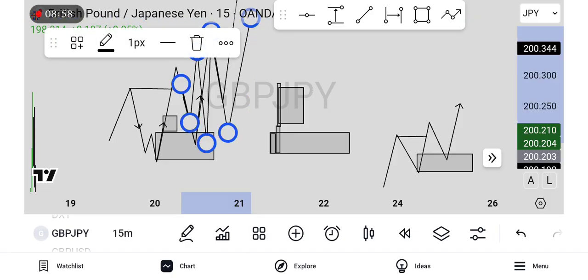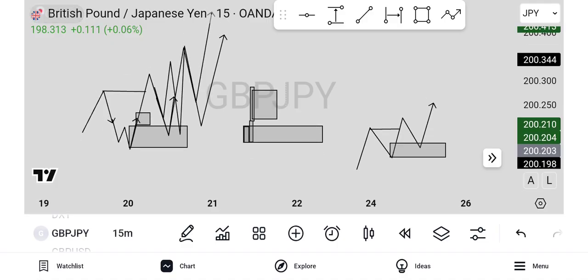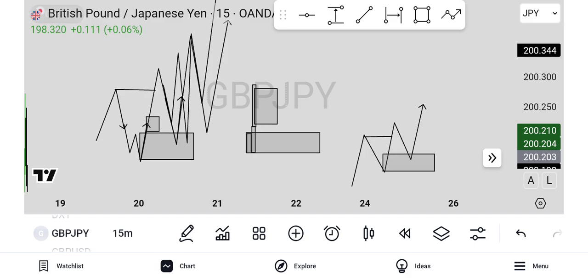So I don't want to make this video too long. In the next video I'll be showing the chart examples of these three things that validate an order block. Thank you guys for watching.